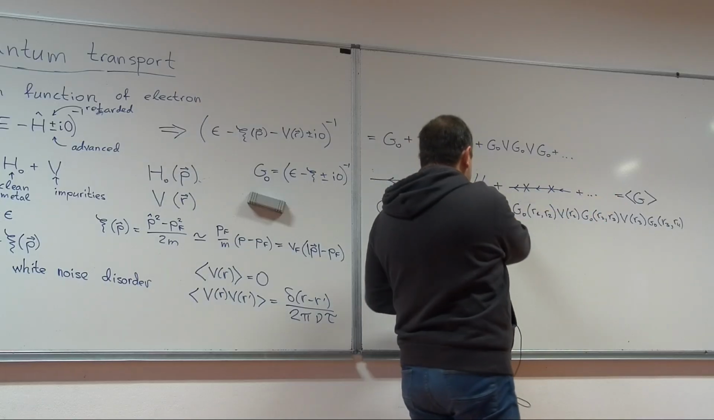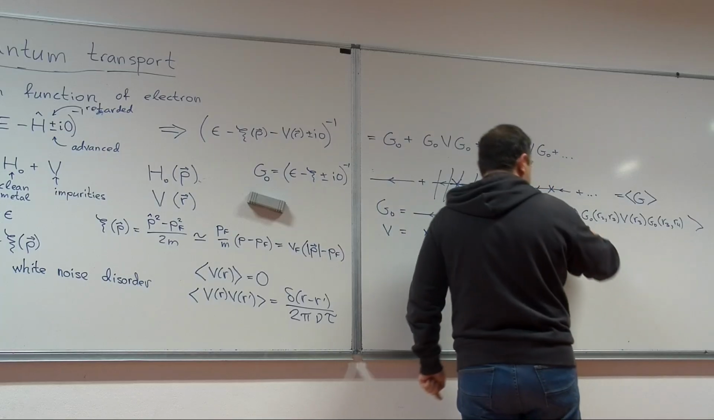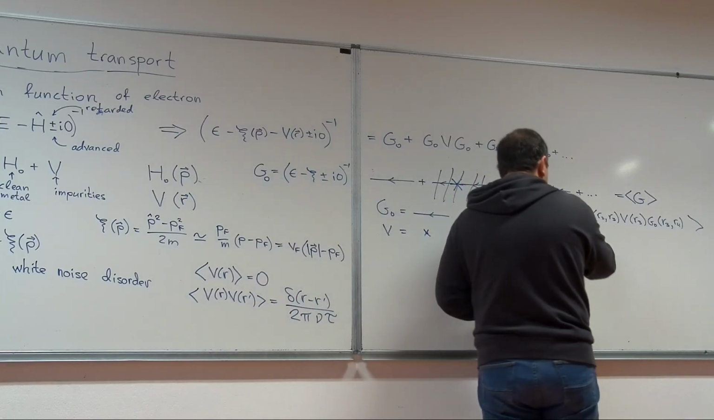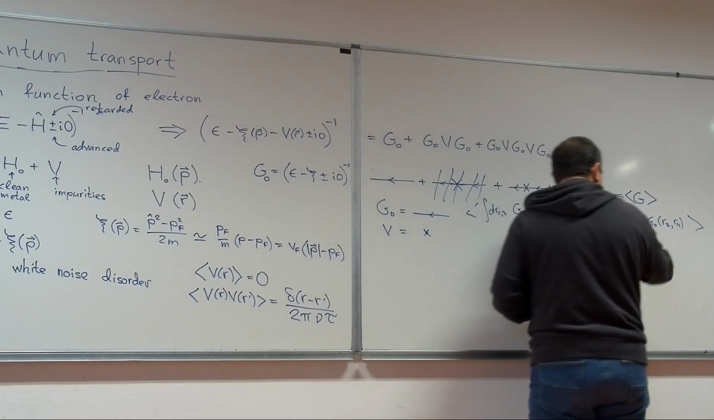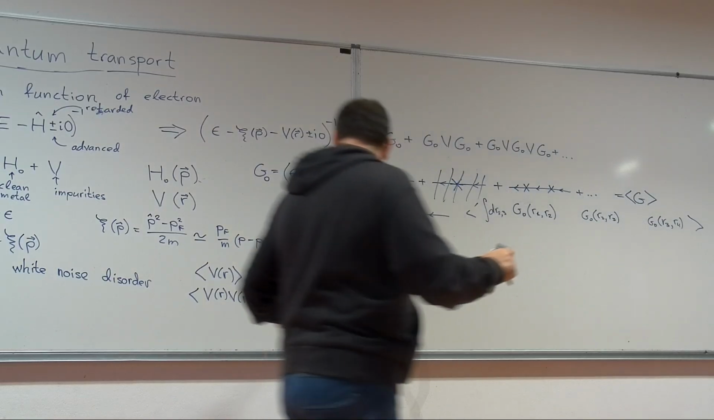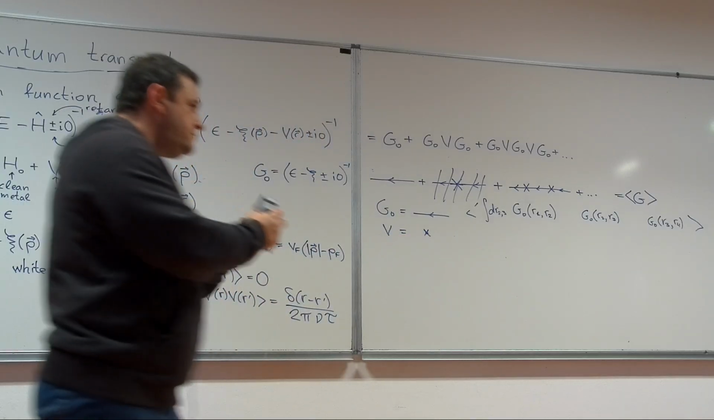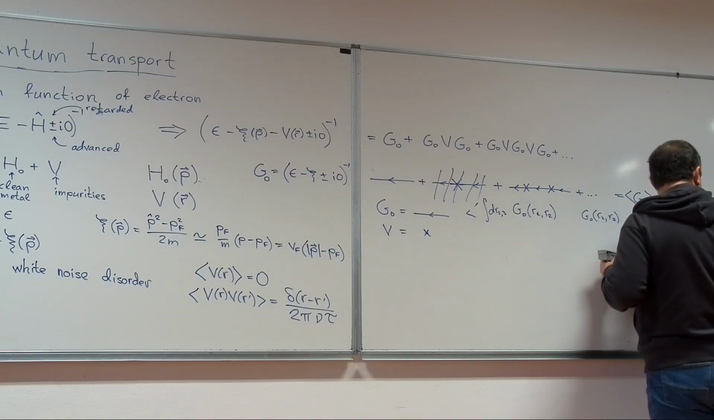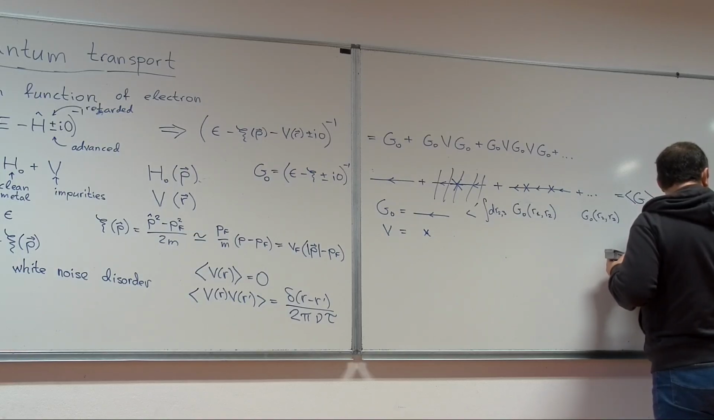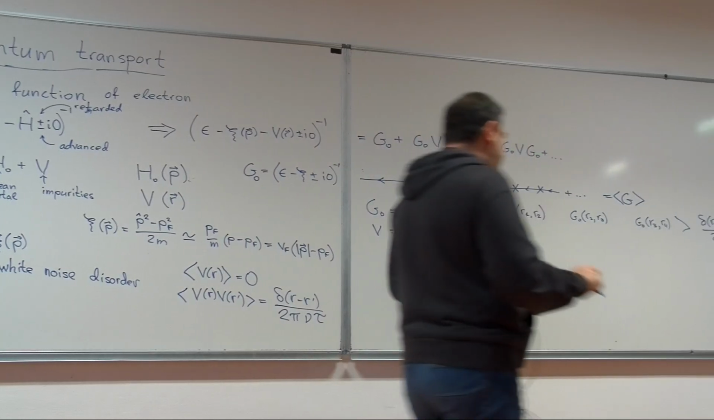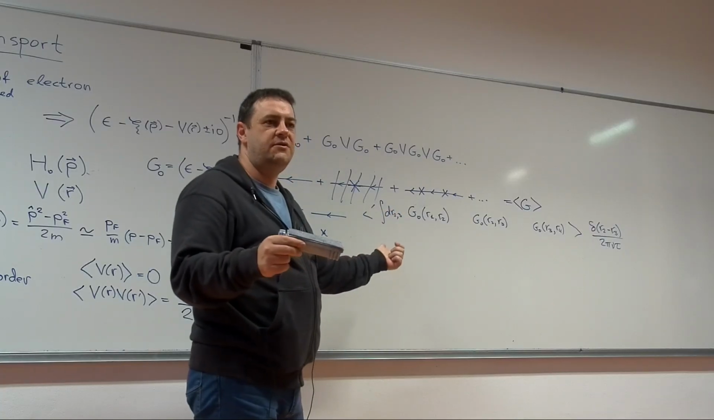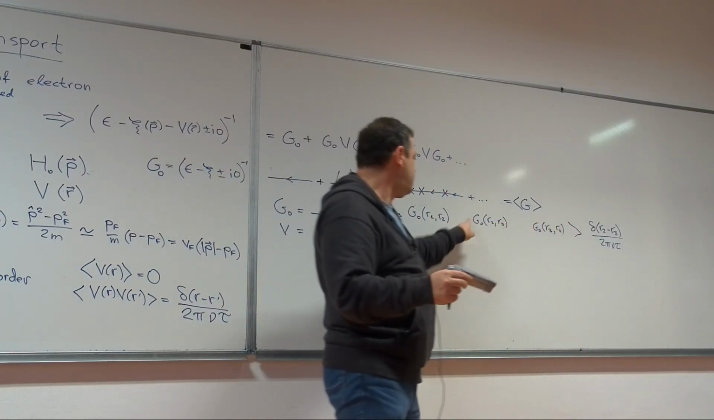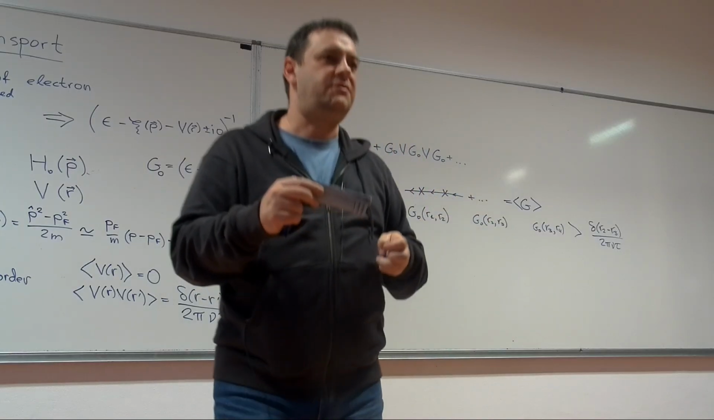So if I want to average this thing, I take these two V's here at points R2 and R3, I remove them and replace them with this average. So I will have a delta function R2 minus R3 divided by 2 pi nu tau. So in fact, it's not a double integral, it's just a single integral, because of the delta function. Points R2 and R3 will coincide.